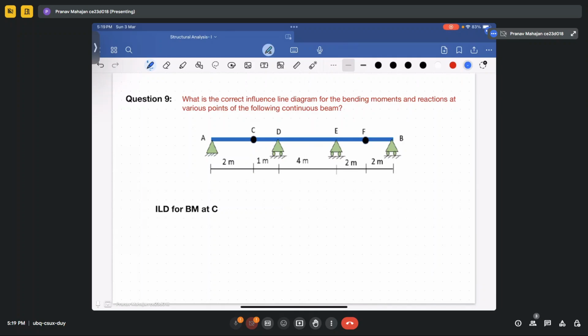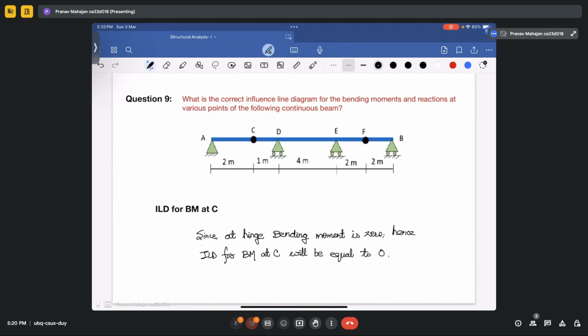So first case is you have to find the influence line diagram for bending moment at point C. So this is simple, since at hinge bending moment is zero, hence ILD for bending moment at C will be equal to zero.